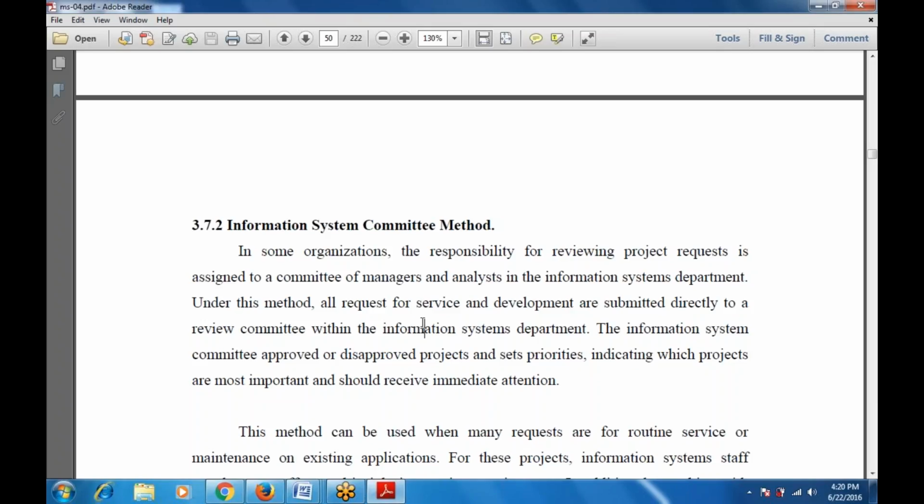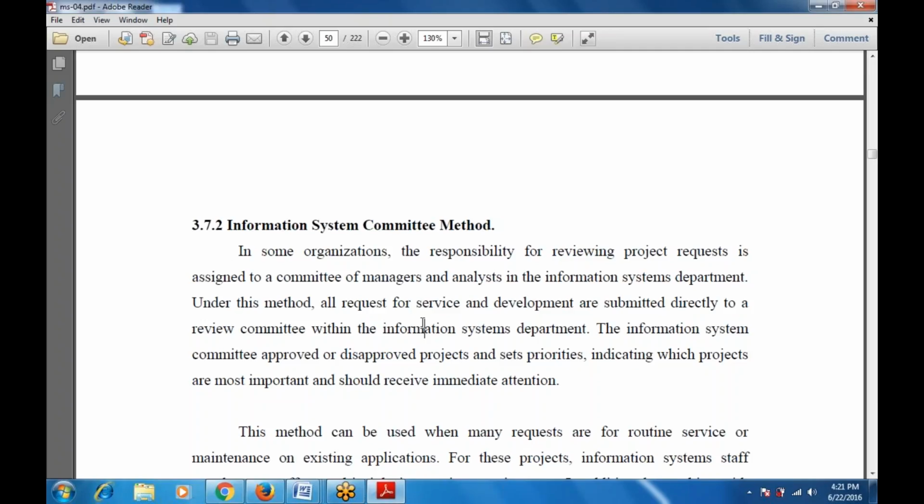Under this method, all the requests for service and development are submitted directly to the review committee within the information system development. An information system committee approves or disapproves projects on the basis of set priorities. A priority indicates which projects are most important and should receive immediate attention. That means a project with high priority that requires immediate attention is also covered in the information system committee method.